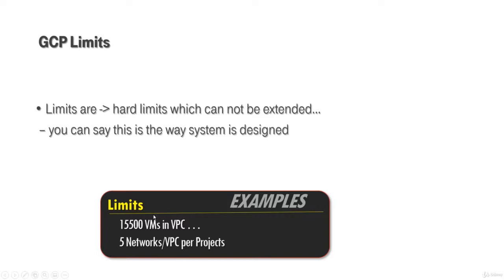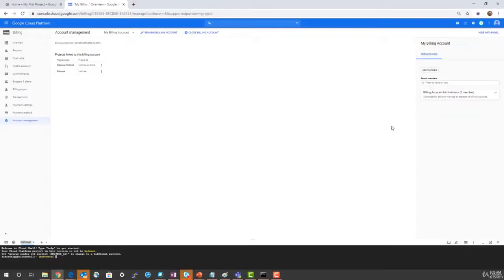These are the limits at the time of recording of this particular video, and this might change in future. If I go back to the console, how can you identify the quota?